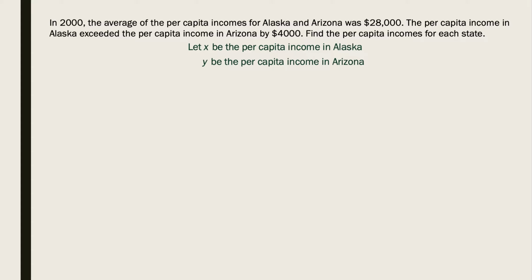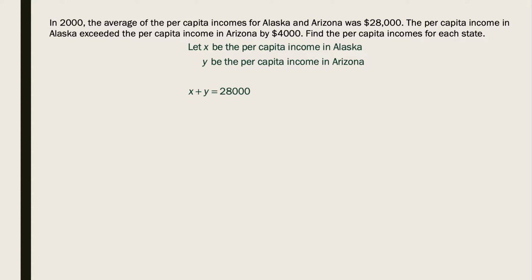Y be the per capita income in Arizona. Next, we're going to take all of this information and start to figure out which parts of it are the most important. The first piece of information that I notice is that the per capita incomes for Alaska and Arizona is $28,000. My variables are defined to be the per capita income in Alaska and Arizona separately. So if I add them together, it should total the per capita incomes for both states.